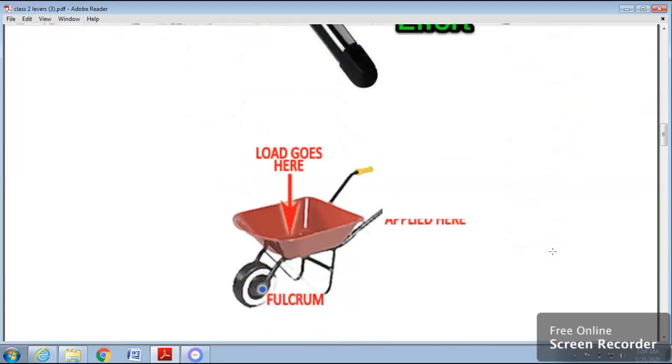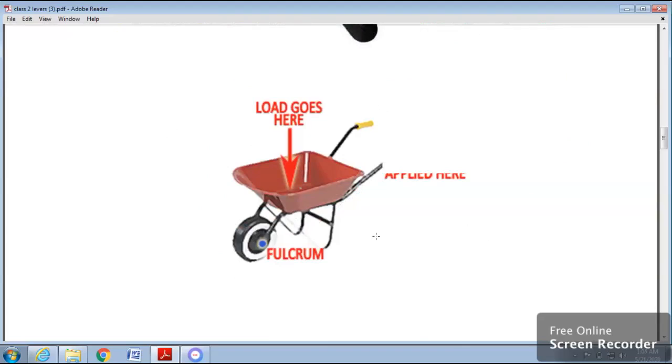One more example we have. This is wheelbarrow. Here you can see the fulcrum is at one end and applied force at the other end, and load is in the middle. That means the distance from load to fulcrum is less than the distance from effort to fulcrum. Hence our effort arm is greater than load arm, so it works as force multiplier. Mechanical advantage greater than 1, velocity ratio greater than 1, hence it acts as force multiplier.